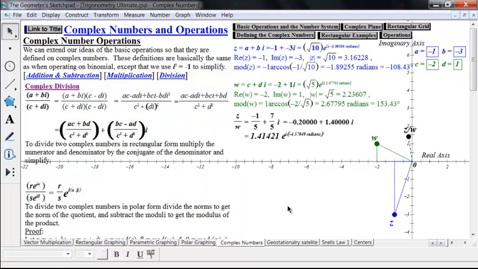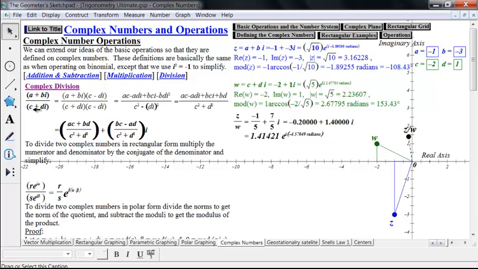Okay, let's look now at complex number division, or dividing one complex number by another. So if we take a plus bi divided by c plus di, the trick to use here is kind of the same one we used when we were rationalizing denominators. You just multiply the top and bottom of this fraction by the conjugate of the denominator.